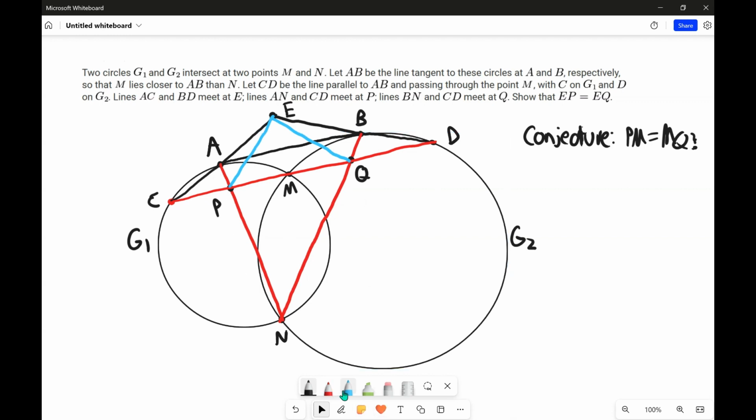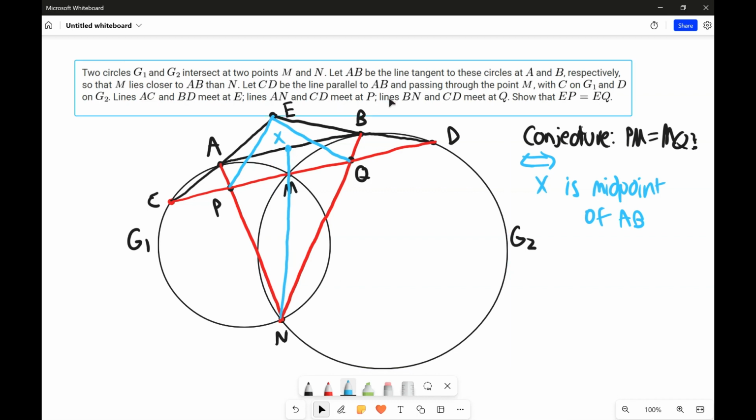So it's natural to see where it would send M. And indeed, it would send M to this point, suppose, X here. And by homothety properties, we'd like to show that X is a midpoint of AB. This is what we've reduced to showing by taking that homothety at N. But how do we go about showing that X is the midpoint of AB?